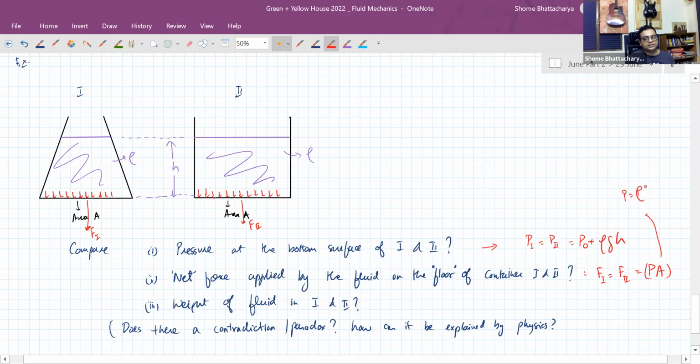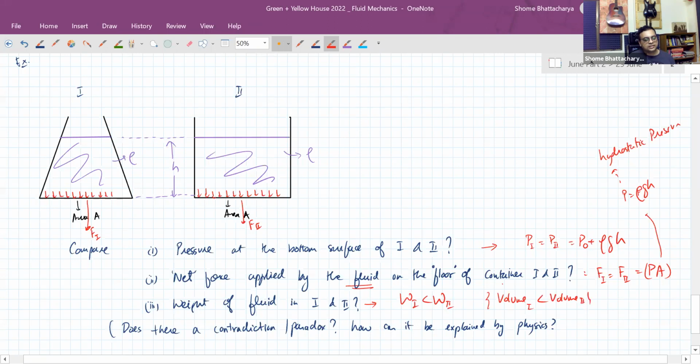So as far as the liquid is concerned, how much force it's applying, we'll write it as where this is a hydrostatic pressure. So the force applied by the fluid on each floor is the pressure because of the fluid into that area. Okay. But then you can also see one thing, that the weight of fluid in container 1 is less than the weight of fluid in container 2, because the volume is less.